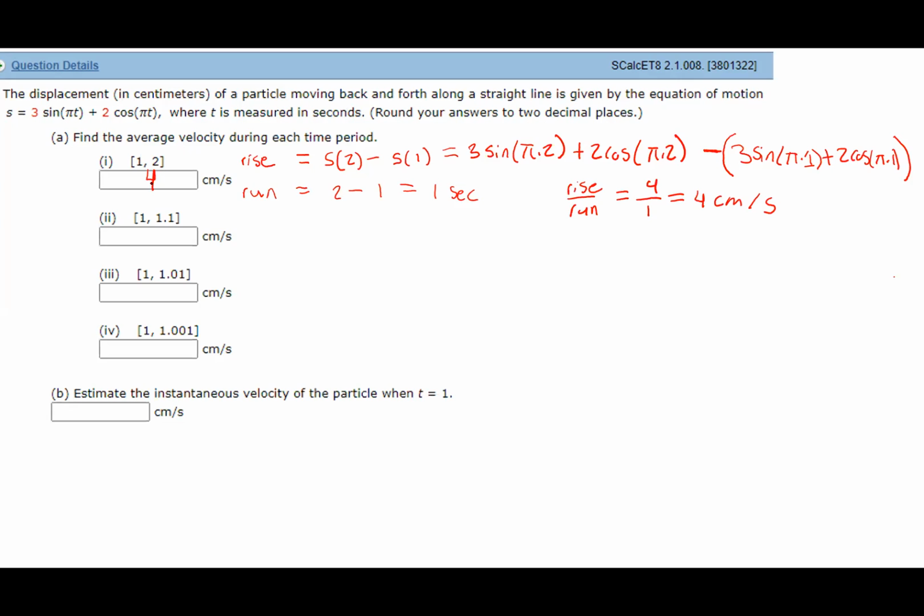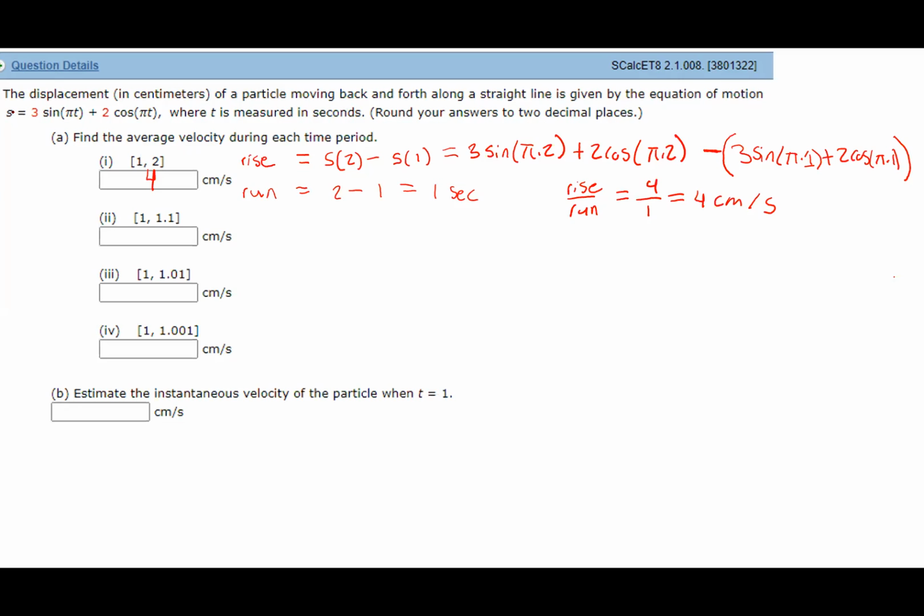We're calculating a slope of a secant line. The slope of a secant line gives you average velocity. Notice the units. The rise is in units of centimeters. The displacement is in centimeters. So that's the S. And then T is the time in seconds. So displacement is in centimeters, which is the rise. The run is in time. So you get centimeters per second. That's the average velocity. Okay, let's keep going.